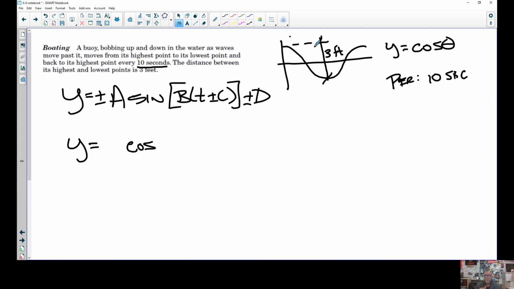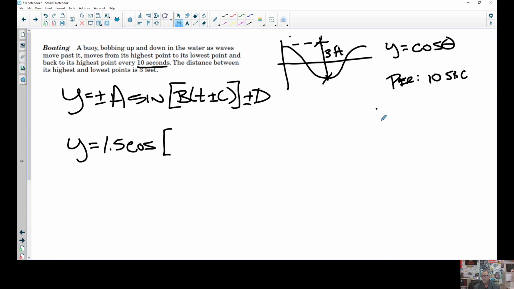Well, we know that the difference between the highest and the lowest, the max and the min, is 3 feet. So doesn't that make our amplitude half of that, 1.5? So we would do a positive 1.5 cosine. What did it tell us about our period? They told us the period is 10 seconds. I don't even need to rewrite that. It's right there. So we got that.